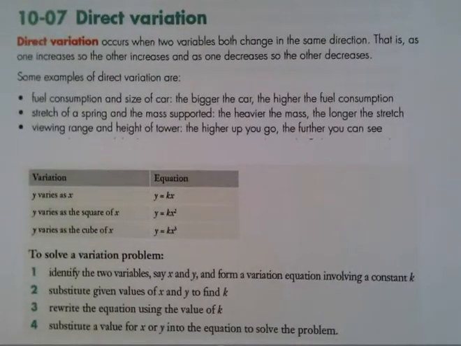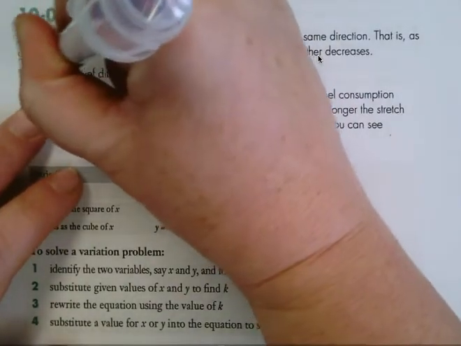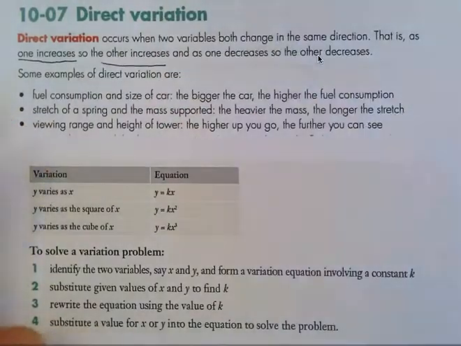This lesson is on direct variation. Already in this course, you've looked at direct linear variation. However, in today's lesson, we're not just looking at direct linear variation, we're looking at direct variation. So direct variation occurs when both variables change in the same direction. In other words, as one quantity increases, the other increases.